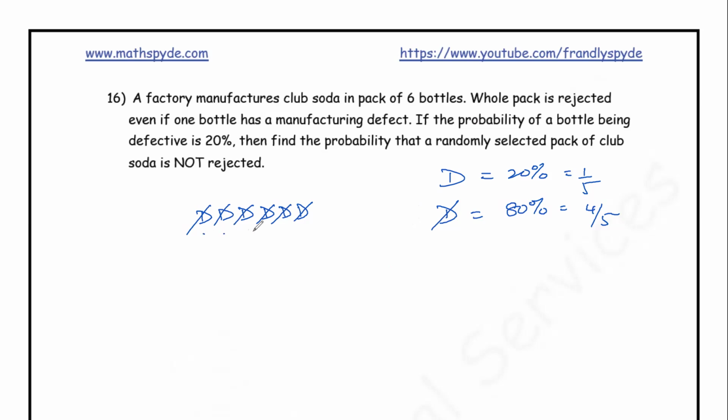So not rejected, there are 6 of them. So remember, it will be 4 over 5 for each, because they should not be rejected. That means they should not be defective. All of them should be in perfect condition. So that's my answer: 4 over 5 to the power 6. In other words, 4 to the power 6 upon 5 to the power 6. That's my answer.